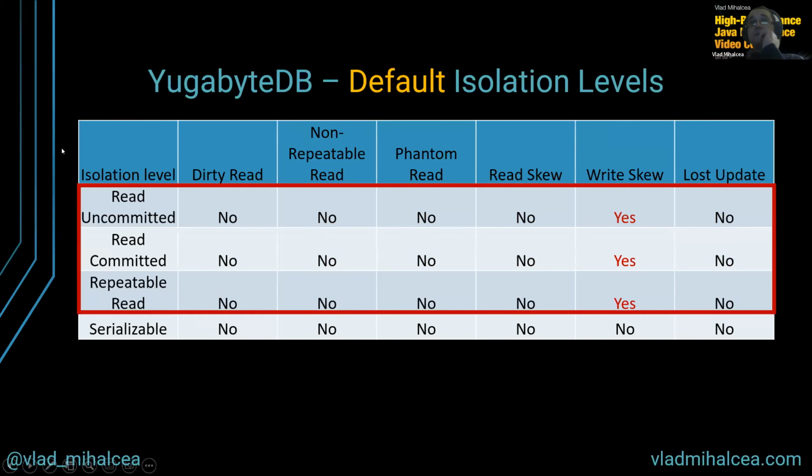In Yugabyte, you can see here, the default isolation level is snapshot isolation. And that's why when we switched to Yugabyte, we didn't have that issue. The lost update was prevented. This is very interesting. By default, Yugabyte uses a stricter isolation level that, as you can see here, prevents a lot of issues. Only the write skew is allowed to happen.